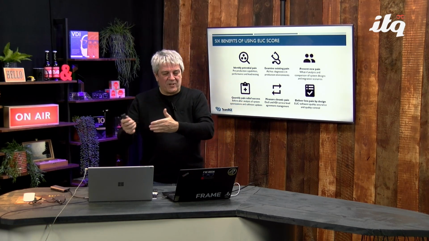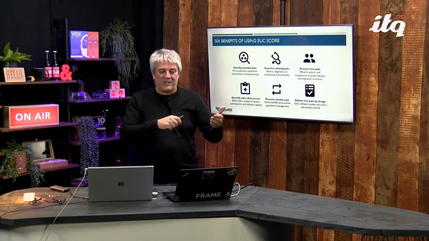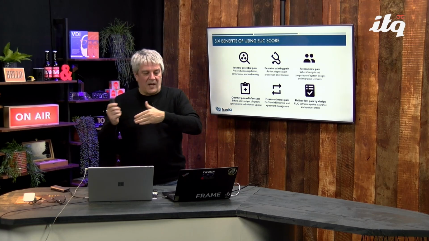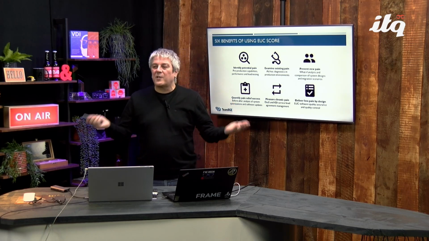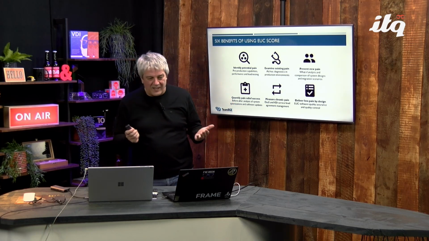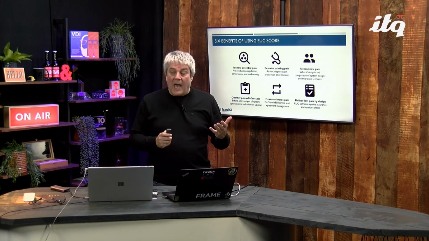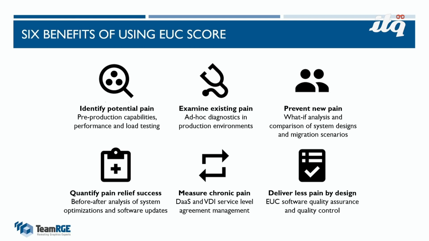Well, is there a potential pain? Is there an existing pain that I want to examine? If I want to prevent new pain by using a test environment, do I want to quantify how painful things are? Measure the chronic pains if it's happening all the time. And many vendors are using it, including Citrix, for example. They are using the tool set because they want to deliver less pain by design. So sometimes you will see Rodi present some of the results in the EUC score sync player.